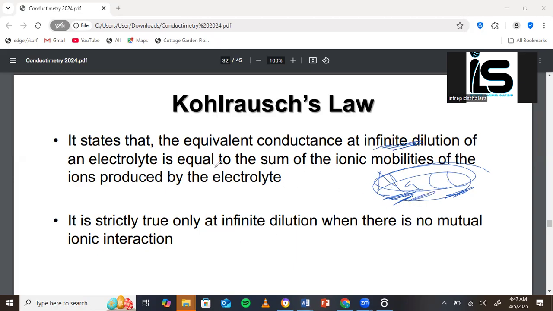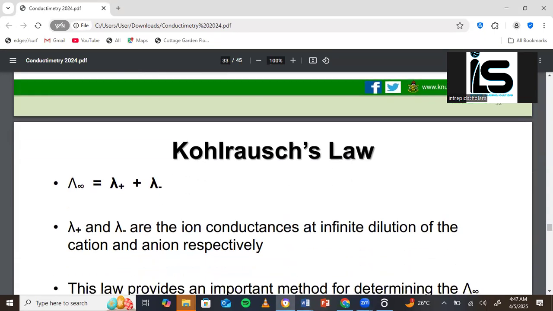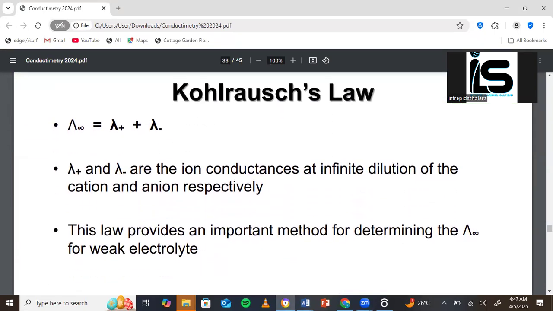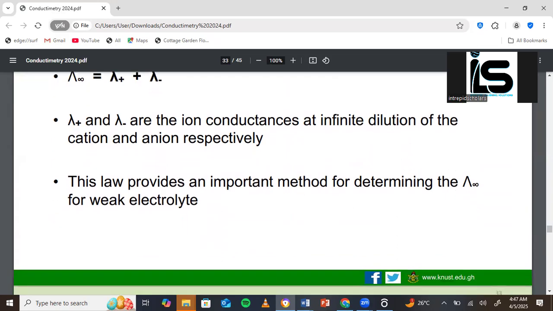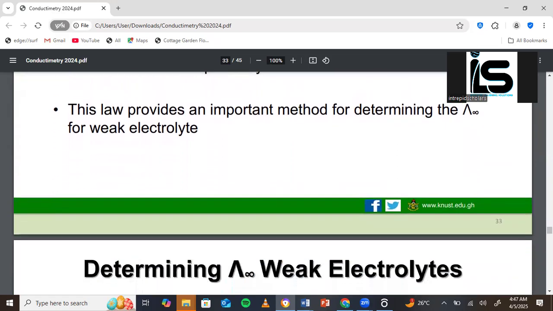That is just what he's saying. The equivalent conductance at infinite dilution of an electrolyte is equal to the sum of the ionic mobilities of the ions produced by that electrolyte. Very simple. That is what Kohlrausch's law is saying in simple terms. So the equivalent conductance at infinite dilution is equal to the ionic mobility of the cations and the anions. This is a mathematical way of stating Kohlrausch's law, right?